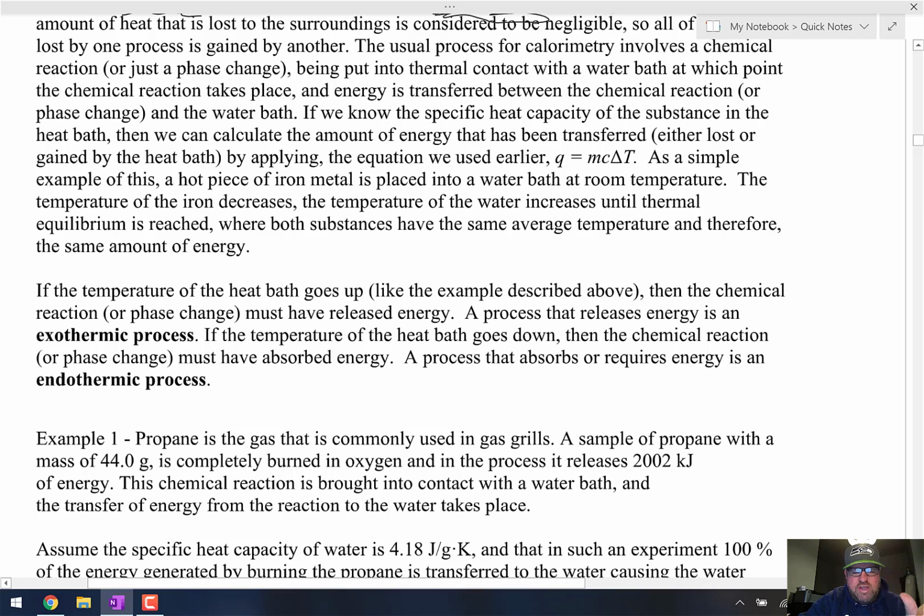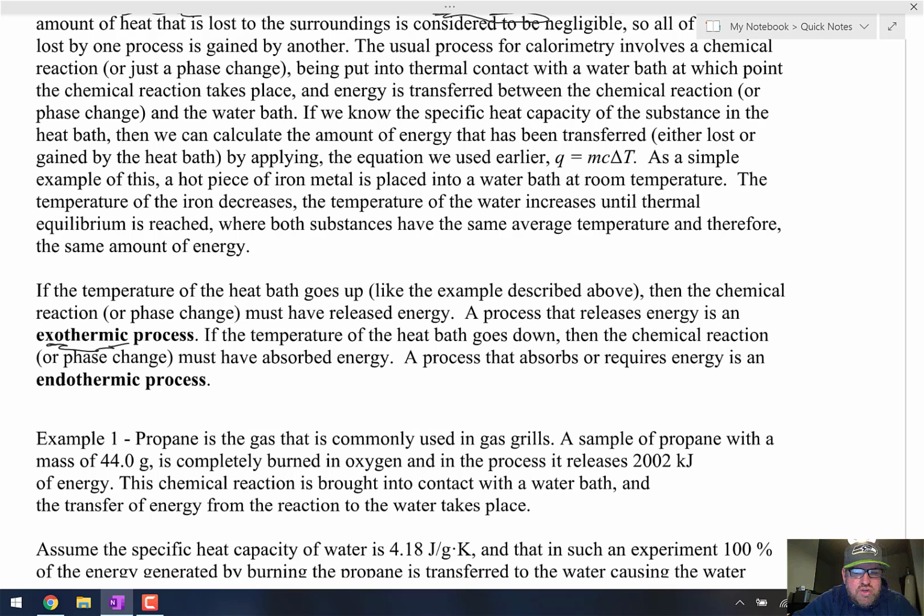So remember, there's the system, which is the reaction itself, and then there's the surroundings. The system, remember, is the reaction. The surroundings is everything around it. So the water, for example, would be the surroundings. If the surroundings, the water temperature, goes up, again, that is an exothermic process. It is releasing energy to the surroundings. The surroundings are increasing in energy, and so their temperature is going up.